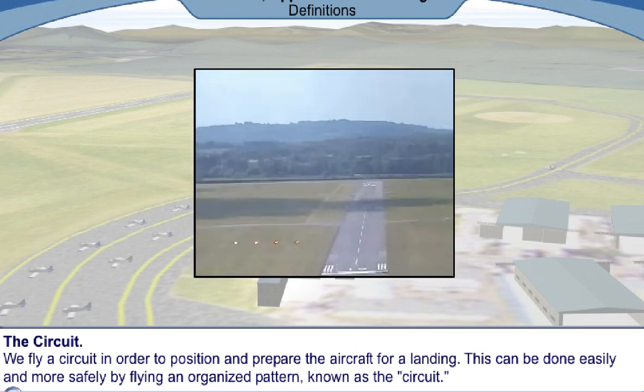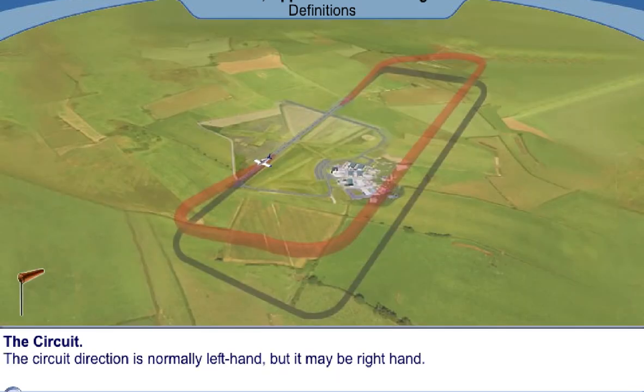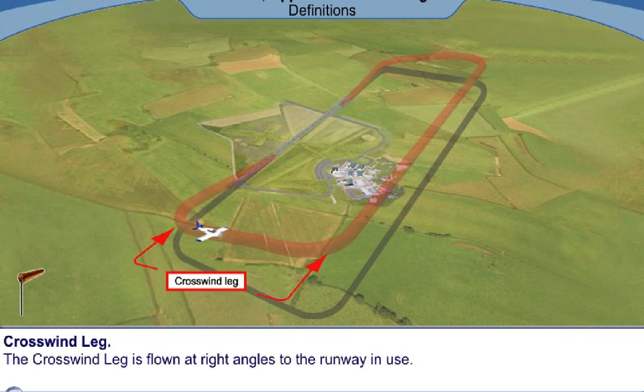This organized pattern is known as the circuit, and it's illustrated here. The circuit direction is normally left-hand, but occasionally it may be right-hand. The circuit has several distinct parts. The crosswind leg is flown on a heading away from the runway, which will enable you to track over the ground at right angles to the runway in use. Local procedures may vary, but typically, if you're starting a normal circuit straight after takeoff, the crosswind leg starts after your climbing turn at 500 feet above airfield level.